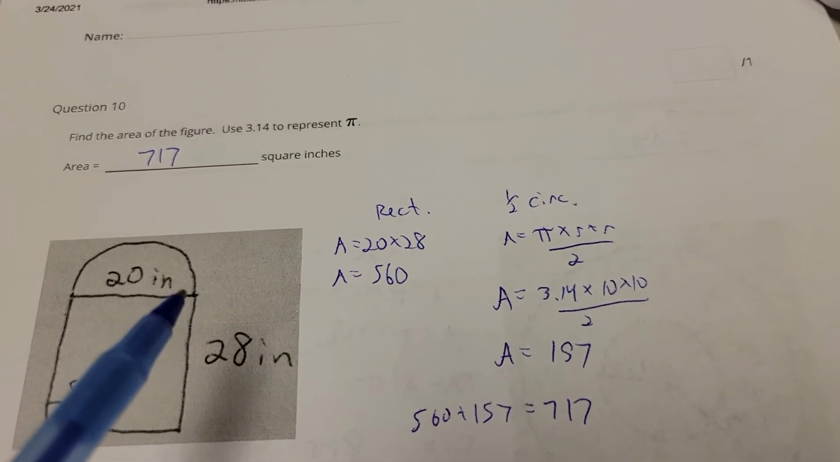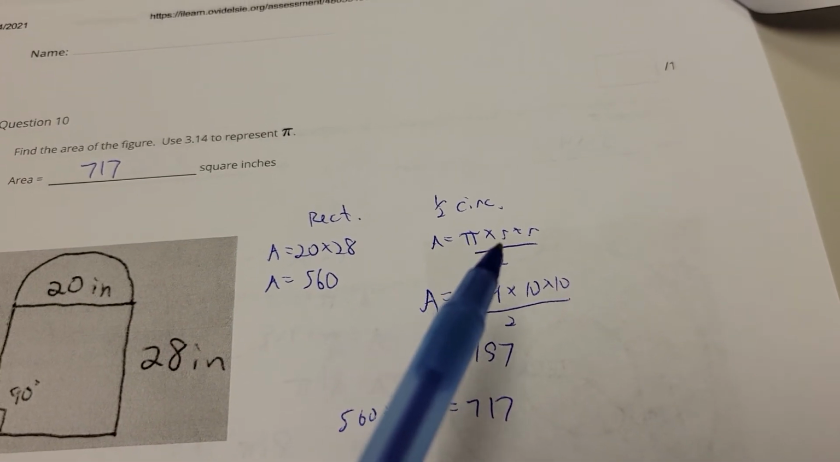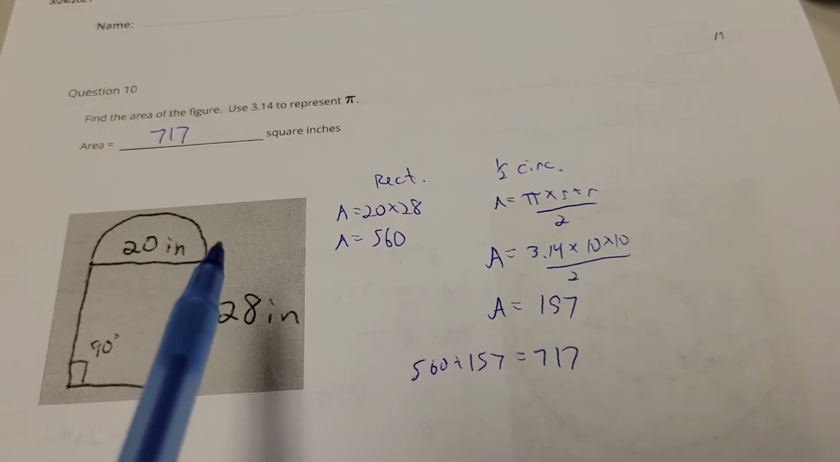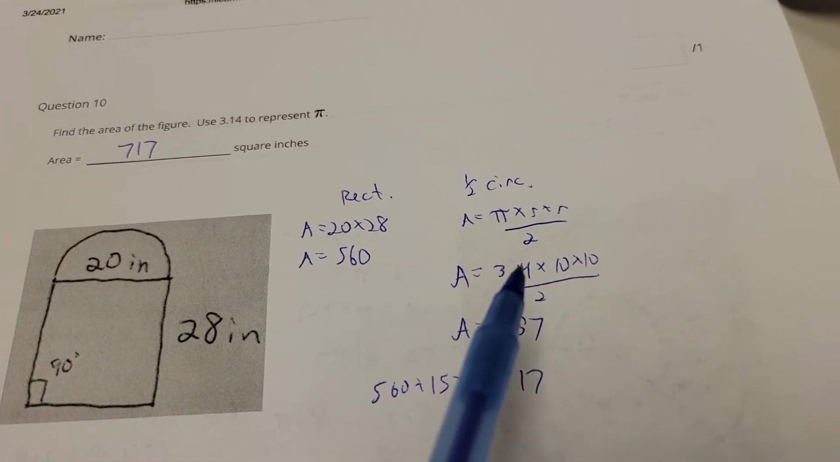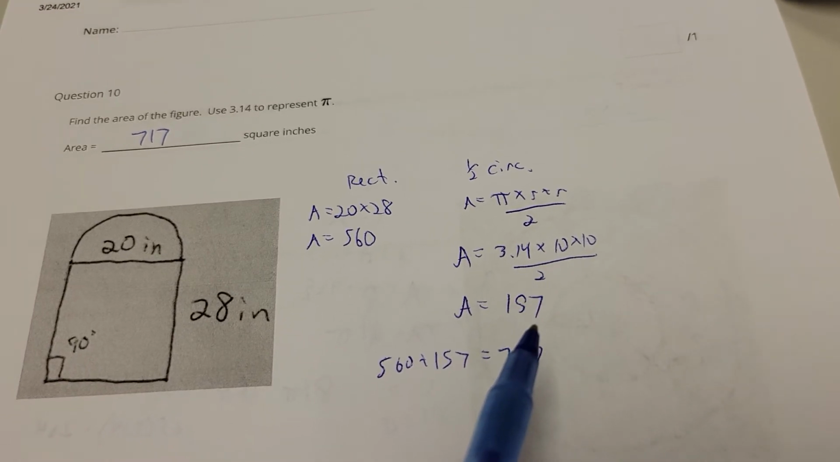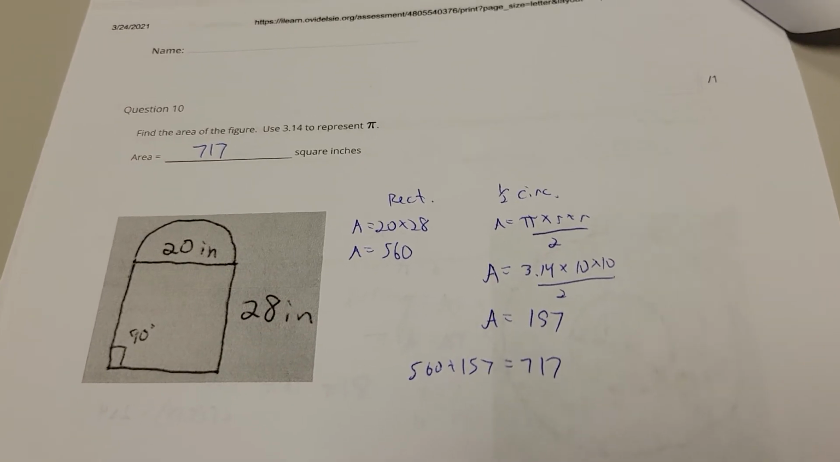Now the half circle, well, the diameter is 20. So that means I need the radius though. So pi times radius squared divided by 2 because it is a half circle. Well, 20 is the diameter, radius is 10. So 3.14 times 10 squared divided by 2 gives me 157. So 560 plus 157 gives me 717 for my grand total.